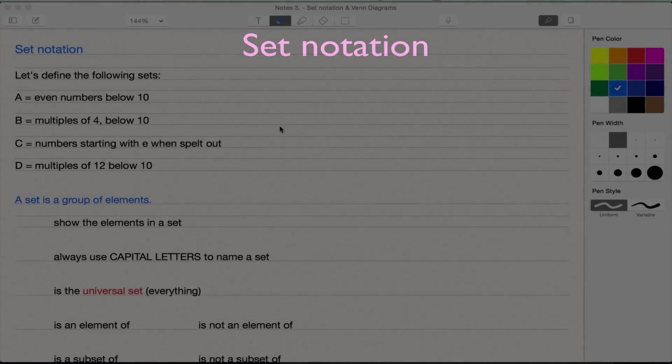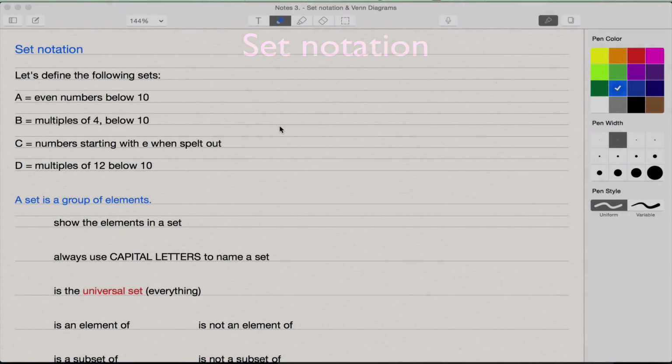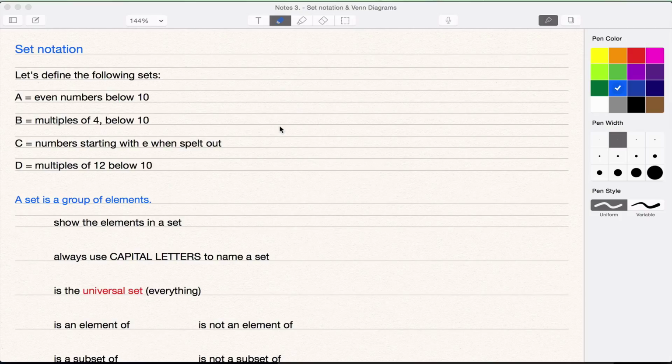Welcome to our video on set notation. Now what we're about to do in this video is talk about some new symbols that will show you how to represent some of the things you've been talking about in mathematics in previous years, but we need to be able to write them in a mathematical way and read the mathematical symbols as well.